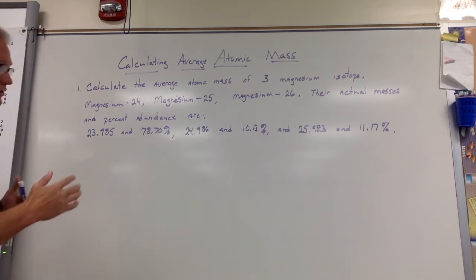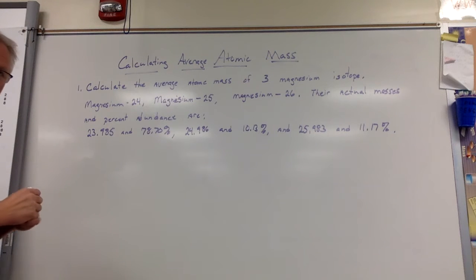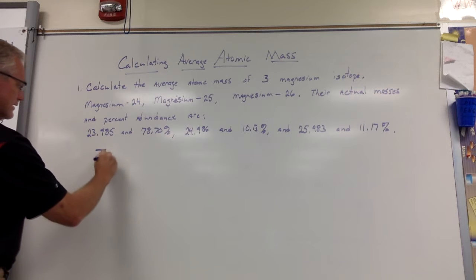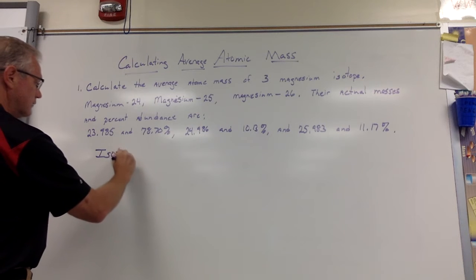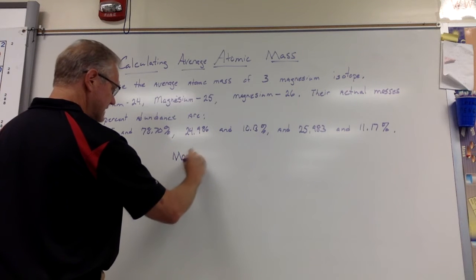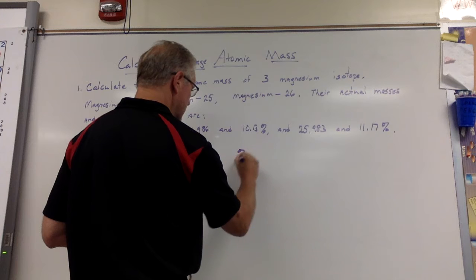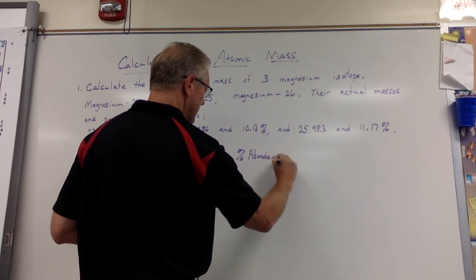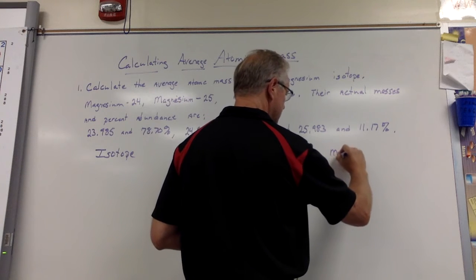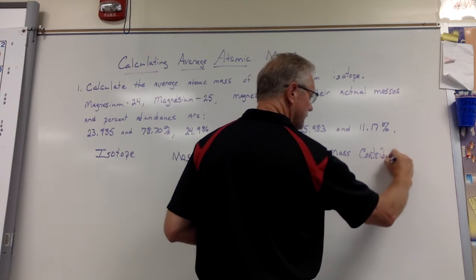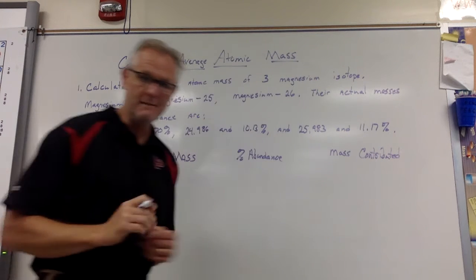Since each one of them is going to contribute a different amount, the way that I've always taught this is to simply use a table format. So I'm going to make headers, and I'm going to say the first one is the isotope itself. The second one is the mass of that isotope. The third one is the percent abundance. Then the fourth one is the mass contributed.